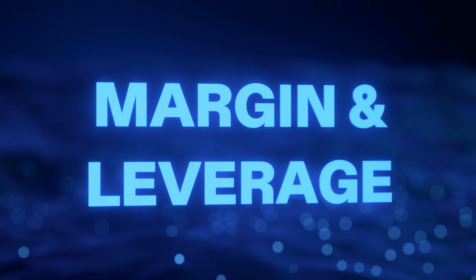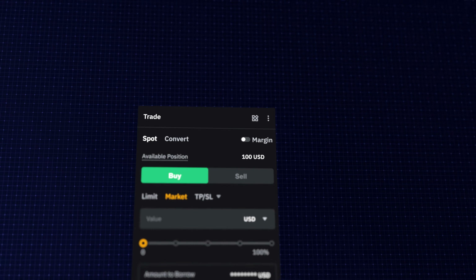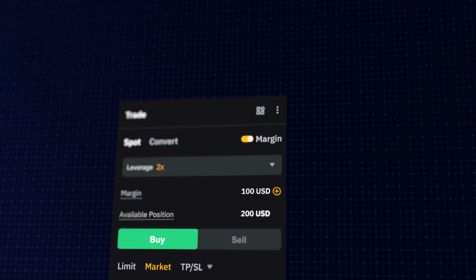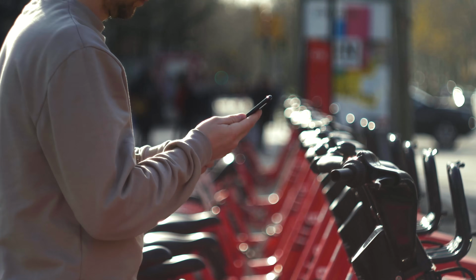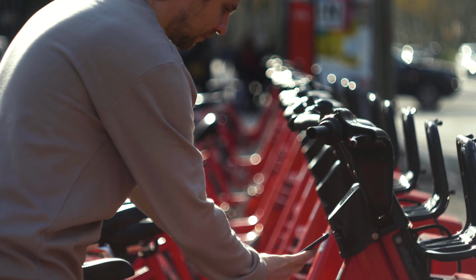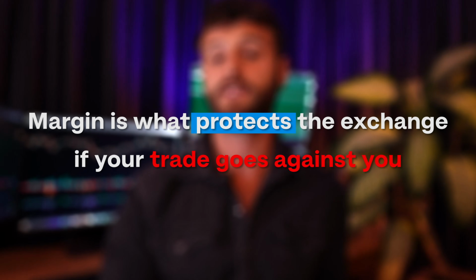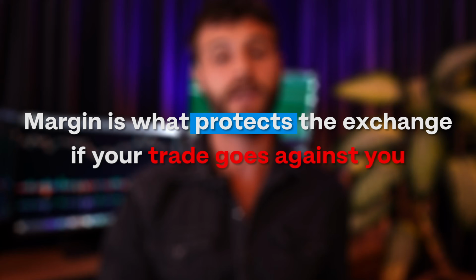Next, onto margin and leverage. Margin is the security deposit you set aside with the exchange to hold a position. Think of it like renting a bike. When you rent a bike, you leave some cash with the store so the shop trusts you. In trading, margin is what protects the exchange if your trade goes against you.